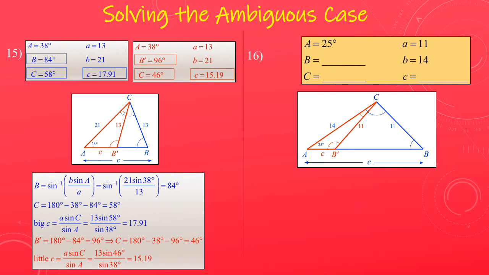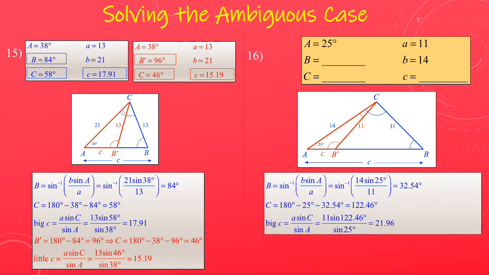In 16, we are told that angle A equals 25 degrees, little a equals 11, and little b is equal to 14. We again draw our picture somewhat to scale, realizing that it is a side-side angle situation. The angle is smaller than it was in 15, and the relative sizes of b and a are closer, which means that the small triangle is much more obtuse than it was in number 15. Again, we solve triangle ABC in blue first.